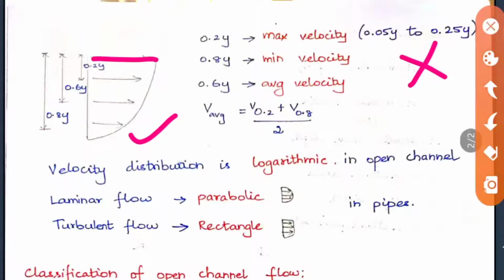So here the velocity distribution is expanding in a logarithmic way, whereas in the previous chapters we have studied, velocity will be experiencing a parabolic variation and shear stress will be experiencing a linear variation. But here this velocity distribution in open channel will be experiencing a logarithmic variation. So this is very important. And we have already seen in pipes, it will be parabolic for laminar flow. If it is a turbulent flow it will be similar to a rectangular shape. So this is the variation of the velocity profile in pipes.